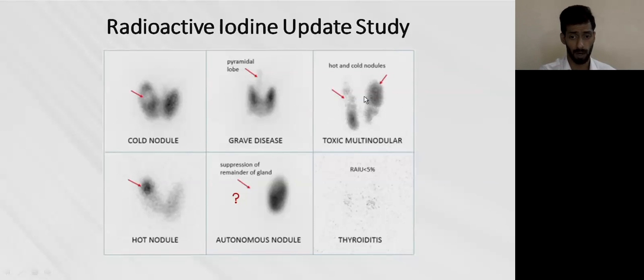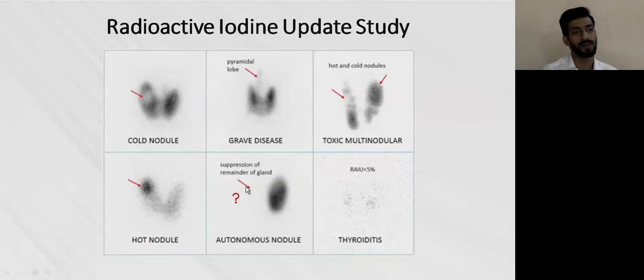This is a toxic multinodular goiter, where you see patchy uptake and you see hot and cold nodules. Some nodules are taking up, some nodules are not taking up. This is called a hot nodule, where you have a baseline patchy uptake with one single nodule taking up all the uptake, but the remaining thyroid is still getting some uptake.